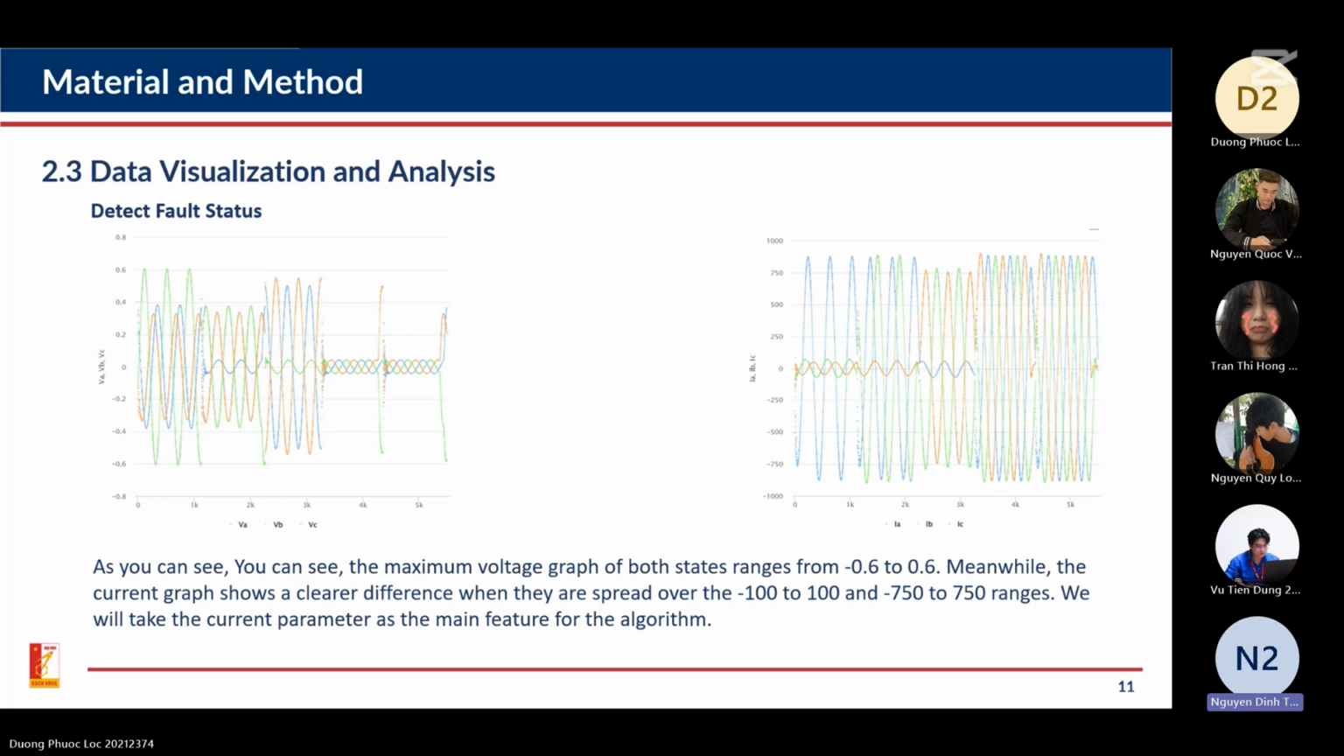Next is slide 11, the detect fault status. As you can see, the maximum voltage graphs of both states range from 0.6. Meanwhile, the current graphs show a clearer difference when they are spread over the 100 to 700 range. We will take the current parameters as the main features for the algorithm.